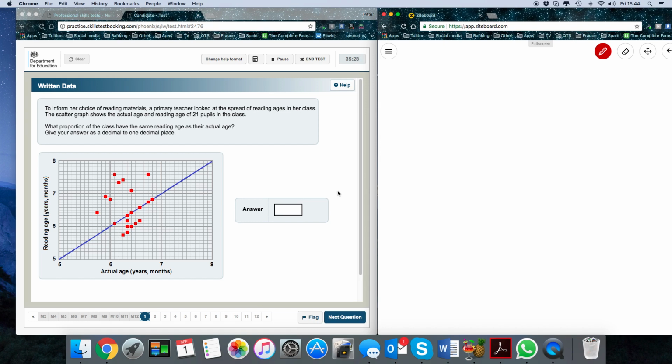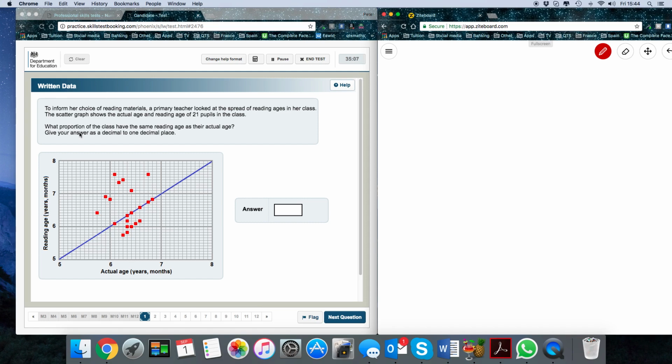What it allows you to then do is to split the class into the good readers. So if you look at maybe this dot here where my cursor is, this person's actual age is under 6, but their reading age is over 6. That person's a good reader. All of the people above the blue line are good readers.